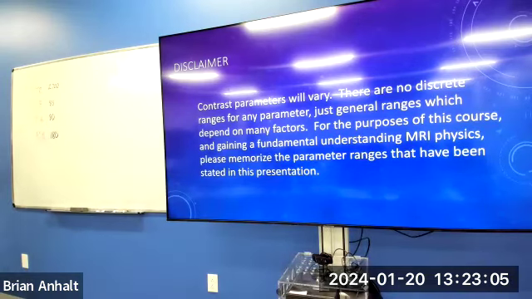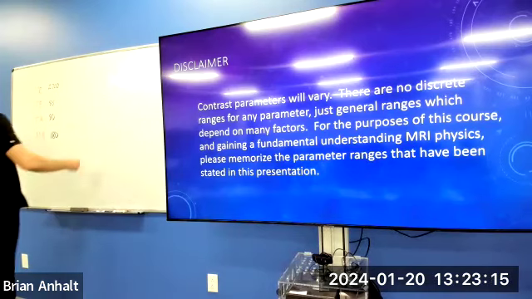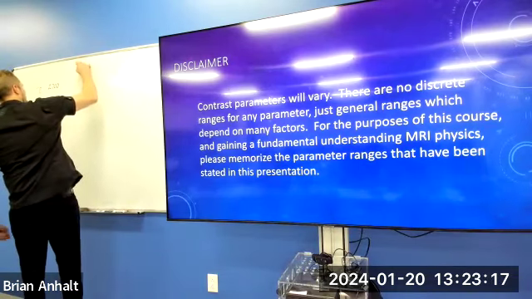When you're playing this game, first of all, tell me what type of sequence it is. You have two different choices. Don't tell me the weighting, the types. There's two families. What family is this in? Spin echo.